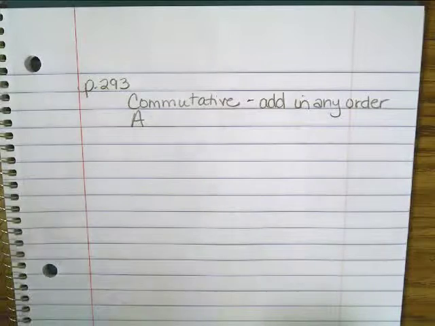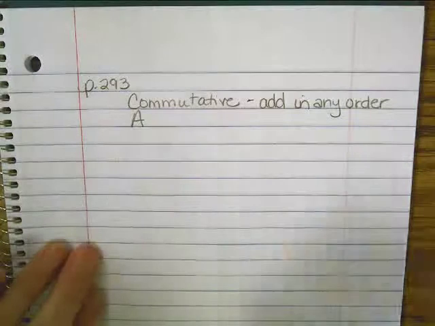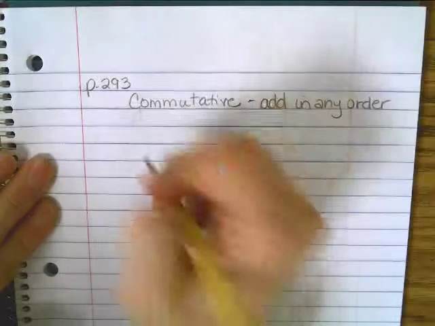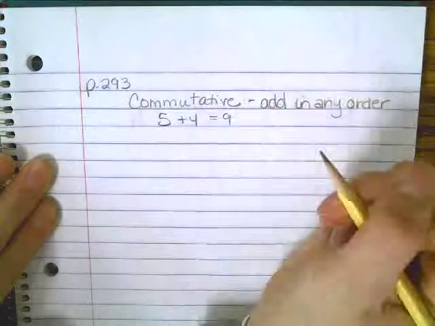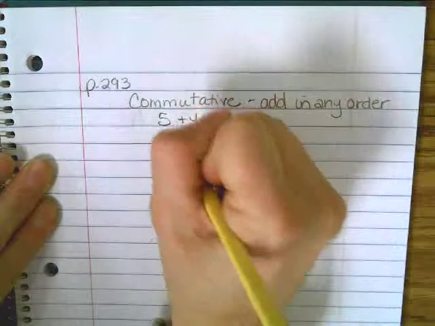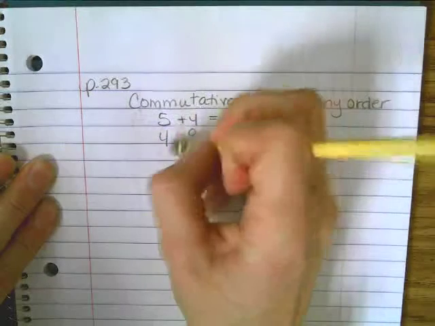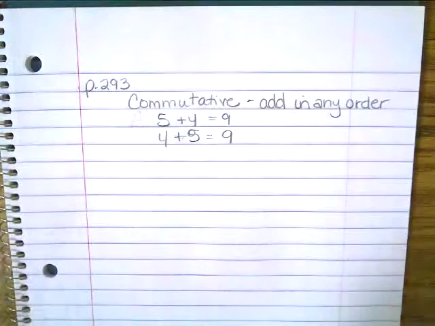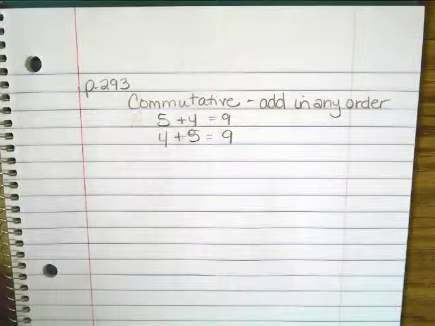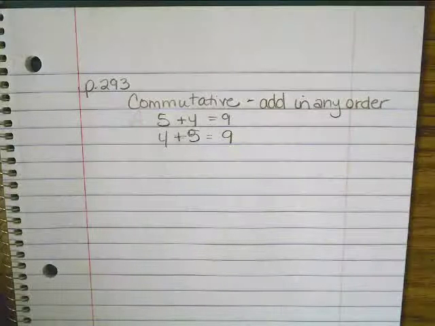Okay. So an example. If we have 5 plus 4, we know it equals 9, right? And the same is true for 4 plus 5. It doesn't matter which way we add them, they come up with the same answer. That's commutative.